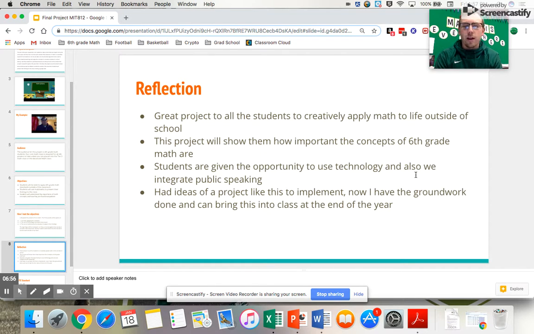Another good thing that I found was that it gives students the opportunity to use more technology in different multimedia applications, and it also integrates public speaking, which they don't necessarily have a certain class for that skill. So being able to integrate another skill along with math is always a plus.